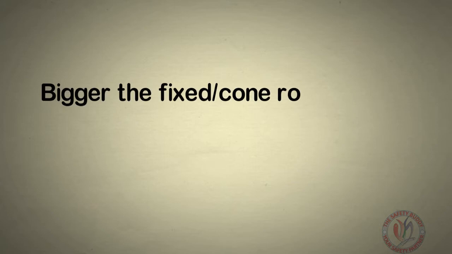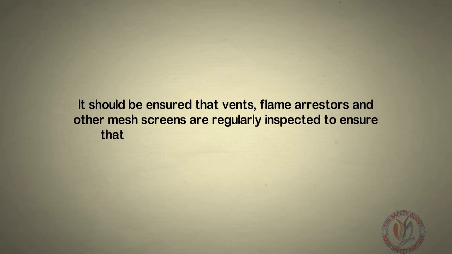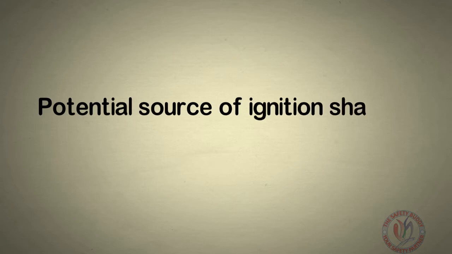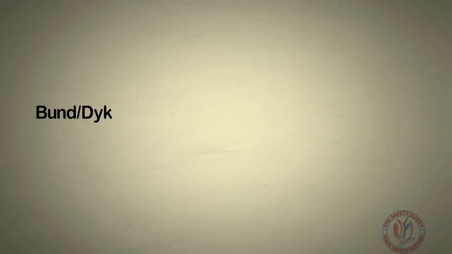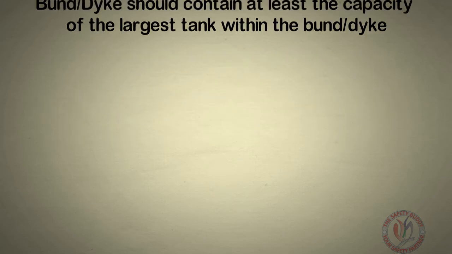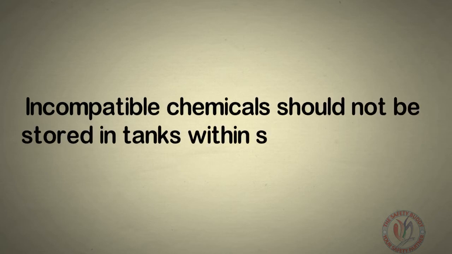It should be ensured that vents, flame arresters and other mesh screens are regularly inspected to ensure that they are clear of rags, rust, ice, tissues, wax, polymer and other debris. Potential sources of ignition shall be kept away from the storage tanks. A bund or dike should contain at least the capacity of the largest tank within the bund or dike. Incompatible chemicals should not be stored in tanks within the same bund or dike.